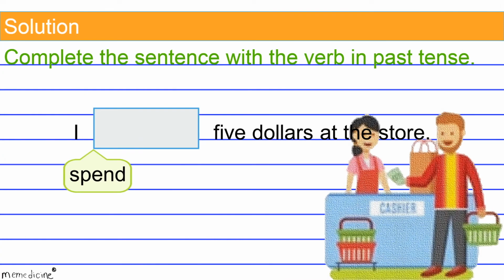All right, back to our original question, and now for the solution. The simple past tense form of spend is spent. This is an irregular past tense form, so you must commit it to memory.